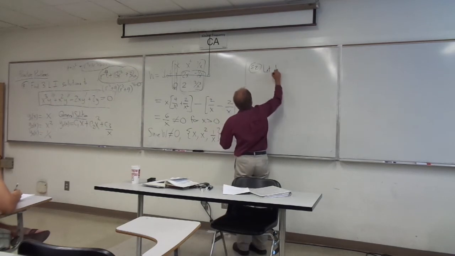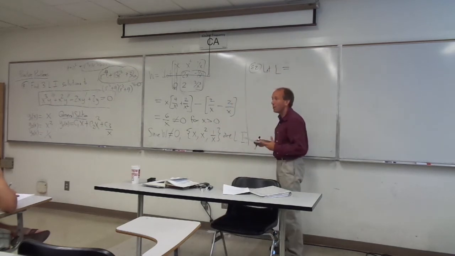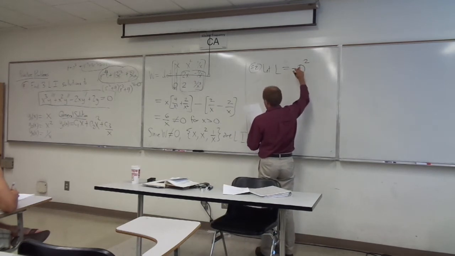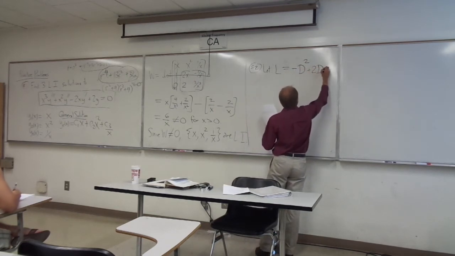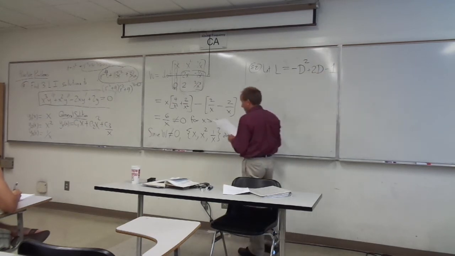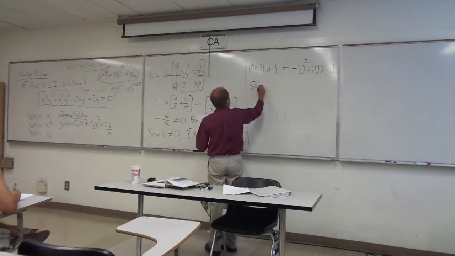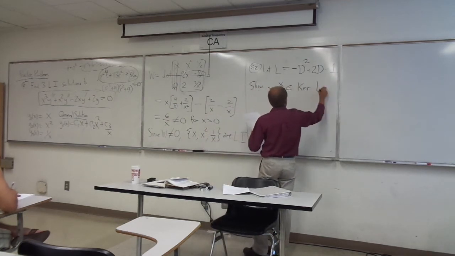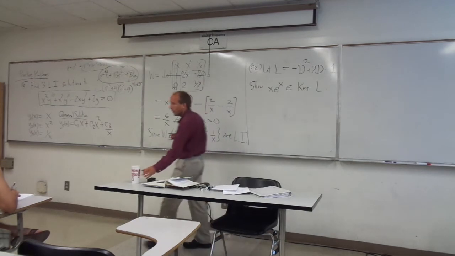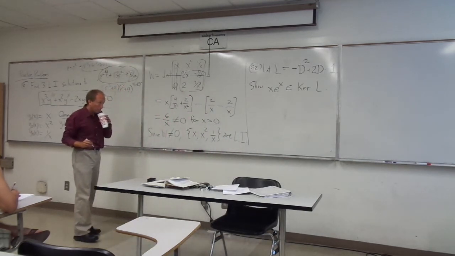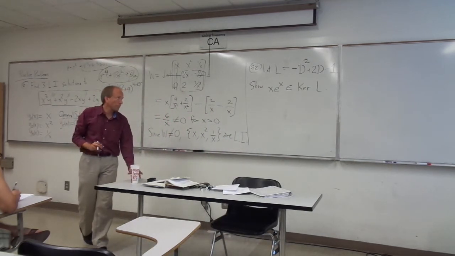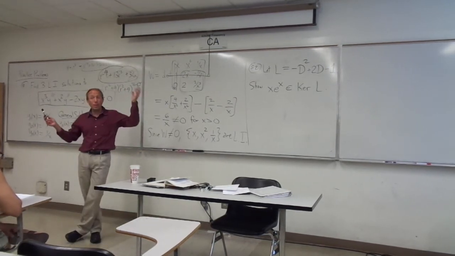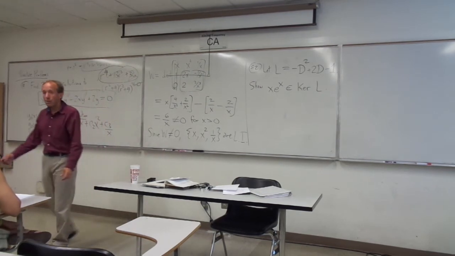So I'm going to take a linear operator again. I'm going to stick with chapter 6 for a little while. L is negative d squared plus 2d minus 1. And I'm going to show that x e to the x belongs to the kernel of L. Belongs to the kernel of L. Okay, so here's my main question: how do you do this? What's the approach you have to use?